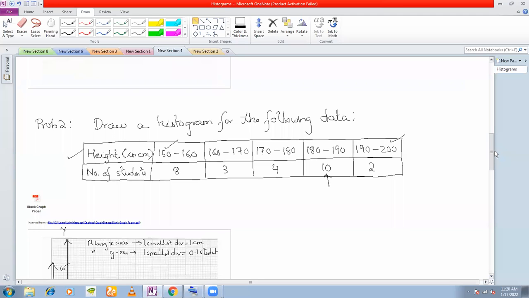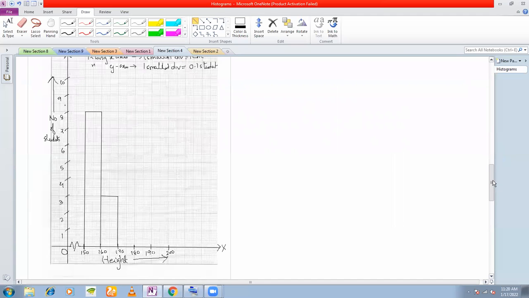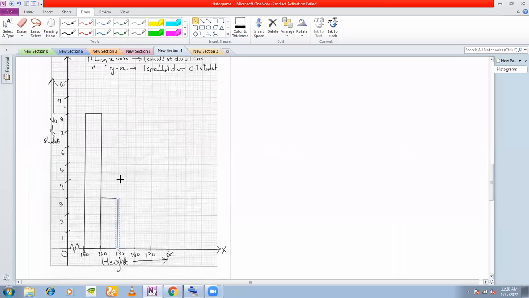Next, 170 to 180, frequency is 4. The 4 is the frequency, so we'll draw a horizontal line here between 170 to 180, and then drop perpendiculars from the ends of this horizontal line. So this completes another rectangle.